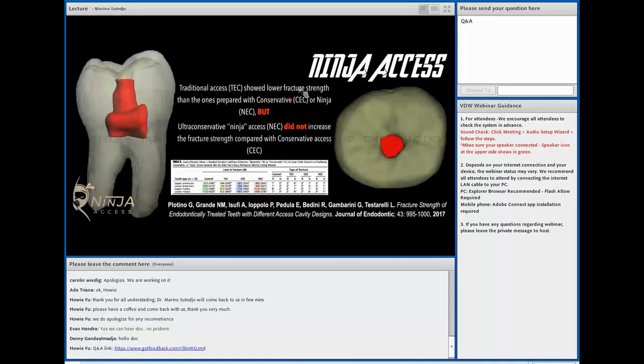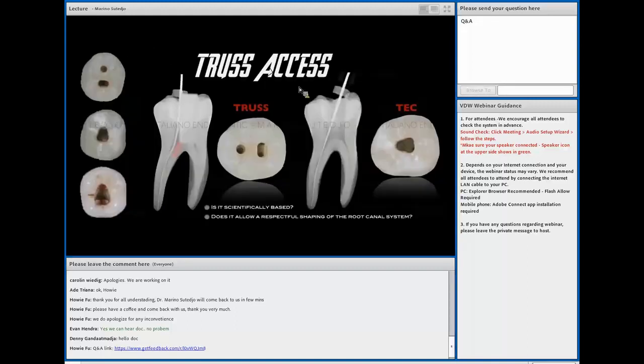So by limiting our traditional access cavity into a conservative access cavity is enough. We don't need to do ninja access because the visibility is very low. And I don't know, if you are a highly skilled clinician, you might be able to do it in a perfect way. But it's not something that we can regularly do or use as our daily type of access cavity.